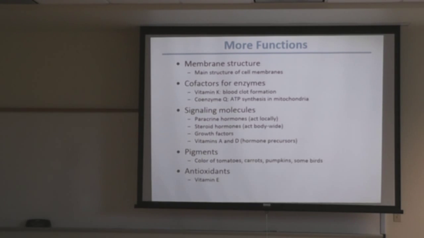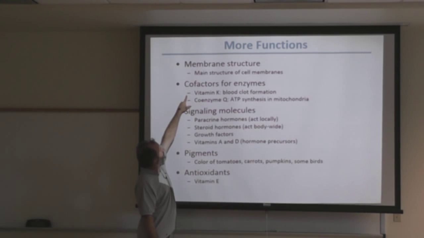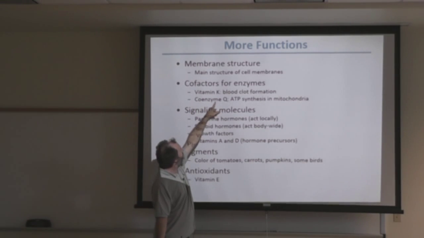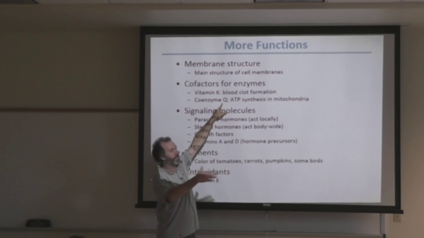So membrane structure is another function. All our plasma membranes are composed of lipids, basically. What kind of lipids? Bilayer. Yeah, but what makes up a bilayer? They're not triacylglycerol. They're phospholipids, right? Because they have a charged head group that's going to interact with the water, and then the acyl tails. Cofactors for enzymes, so vitamin K and coenzyme Q are both cofactors. Actually, coenzyme Q shuttles electrons back and forth.